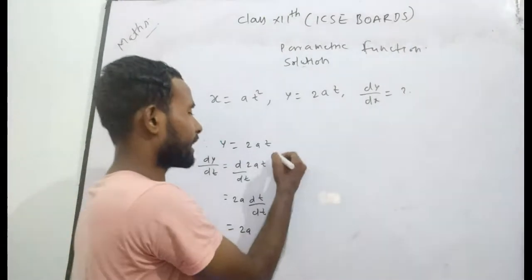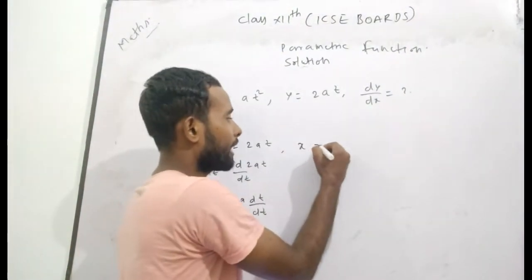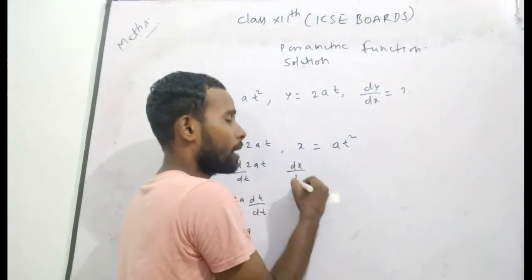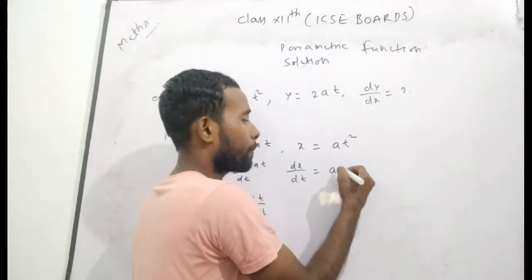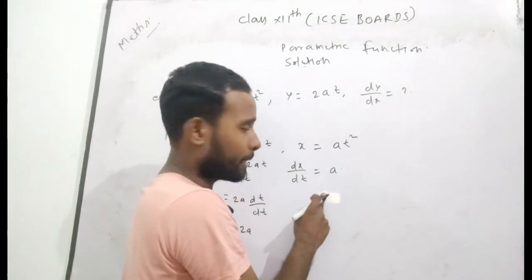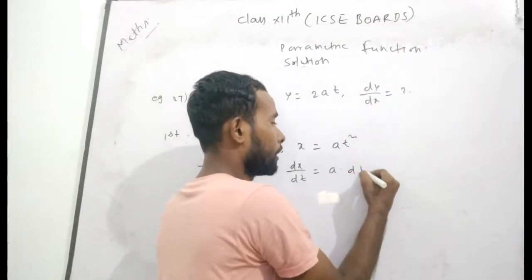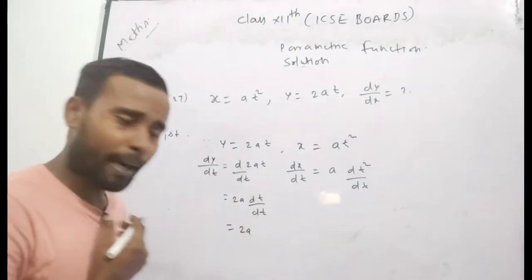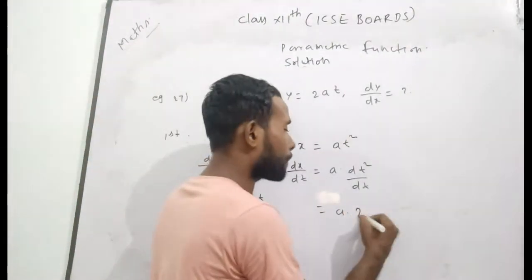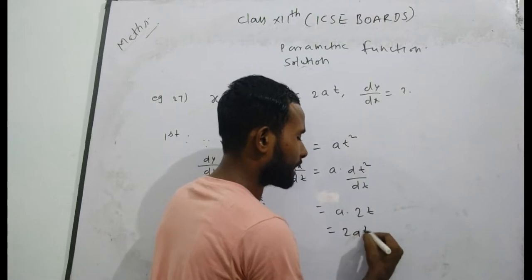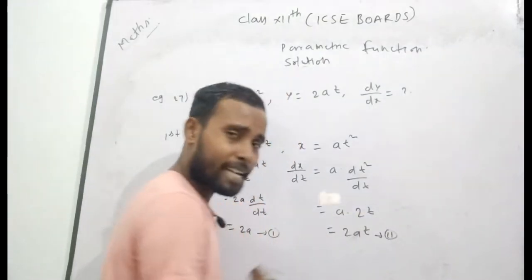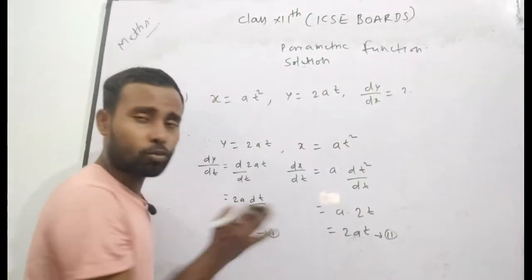And in the second part, as x is equal to at square, firstly you have to find dx/dt, where you take a out of the derivative because it is a constant, and finally you will get a times the derivative of t square with respect to t. Here you will get a times 2t, finally 2at. This is your equation first and this is equation second.